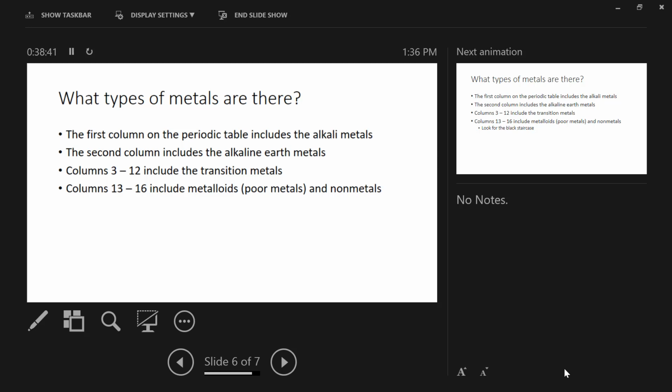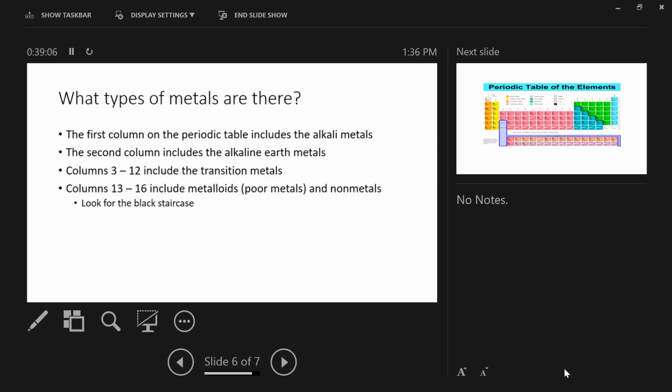They tend to be poor conductors of heat and electricity. They tend to not be malleable and ductile. They tend to not have an impressive luster and have instead more of a dull appearance. The key is, and you're like, well, how do we know which ones in that column are metalloids and which are nonmetals? It's an excellent question. You look for the black staircase.